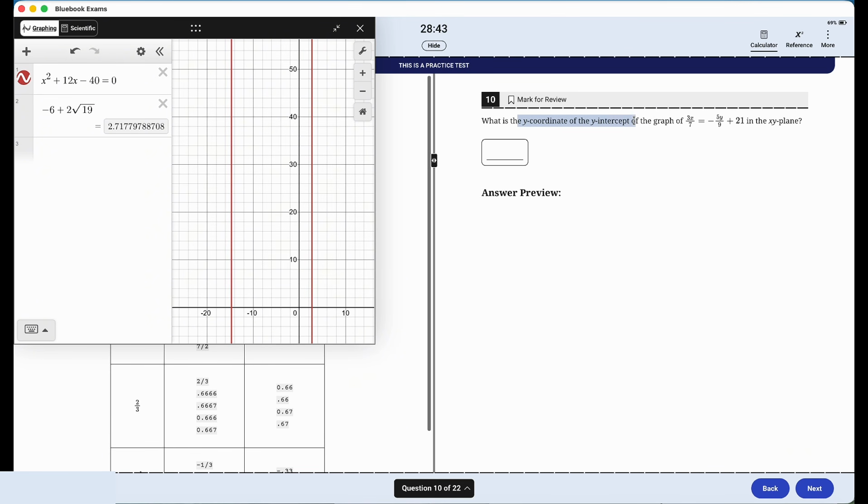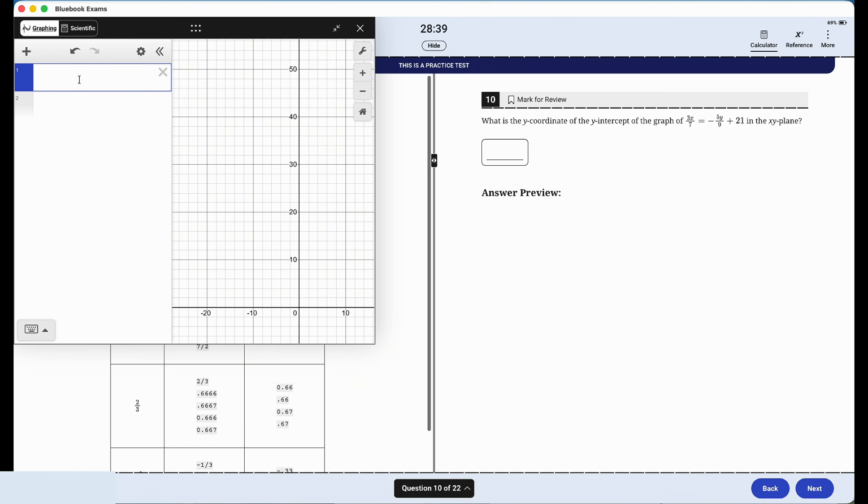Next one, also easy. It wants to know the y-coordinate of the y-intercept. If you've got to find intercepts and they give you the equation, just throw it in. You do not have to change this. Sometimes people waste time doing algebra. You do not need to change it. You can enter it just like you see it and just click on the y-intercept.